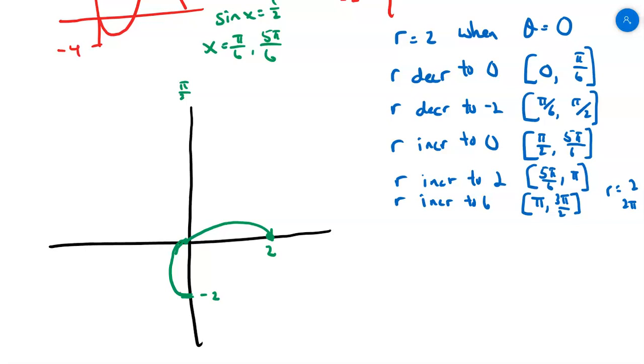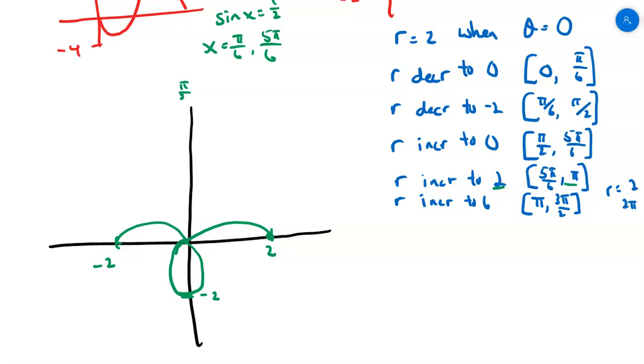All right, then it goes back to the pole, back to 0, and then increases to 2 in the direction of pi. So 2 in the direction of pi is over here. So that's the first half of the graph, and it looks suspiciously like one of those rose graphs. But here's where it becomes different.